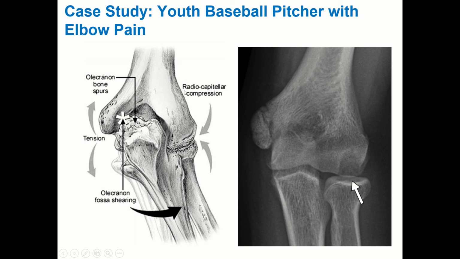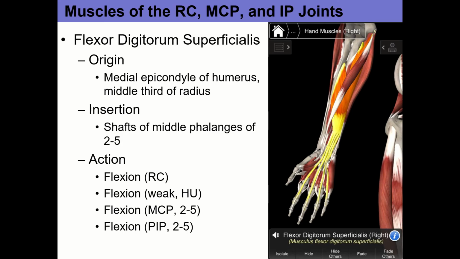A couple other things you can get with this are bone spurs, or osteophytes, that build up on the olecranon from bumping up against the humerus. And, though it's not pictured here, you can also get a stress fracture at the growth plate on the olecranon as well. That would also be grouped under little league elbow. All right, so enough with the medical stuff. Let's talk about the rest of the finger flexors.